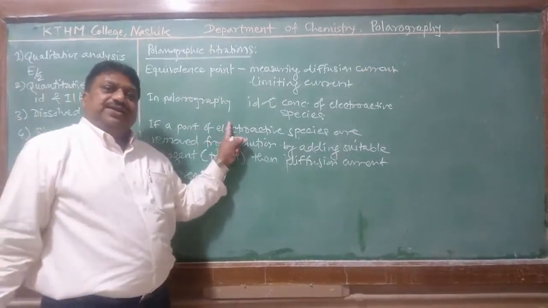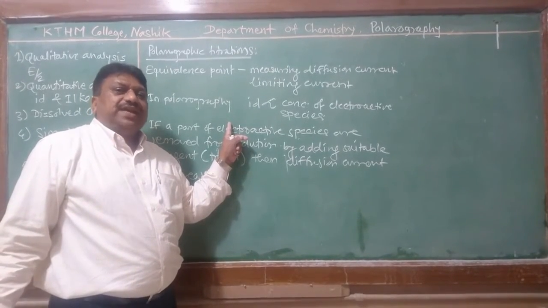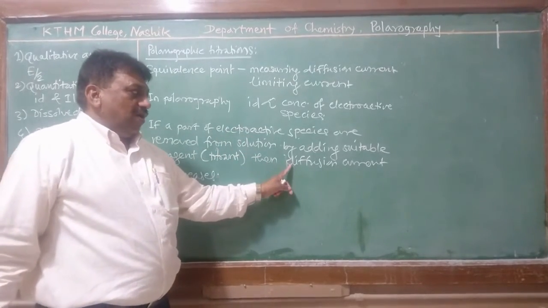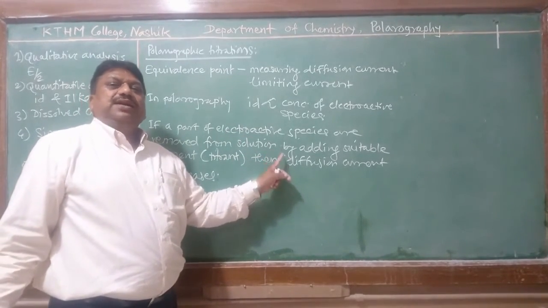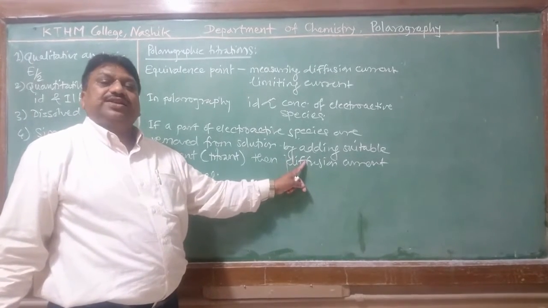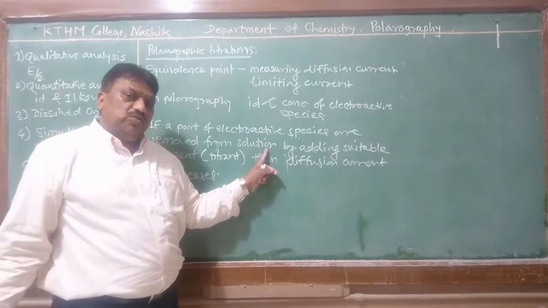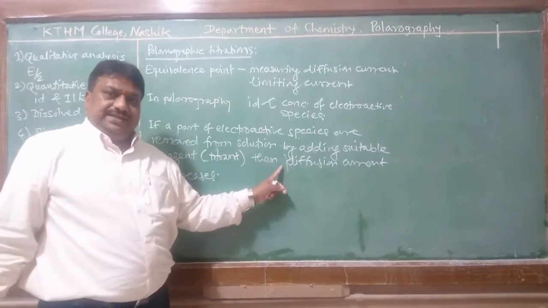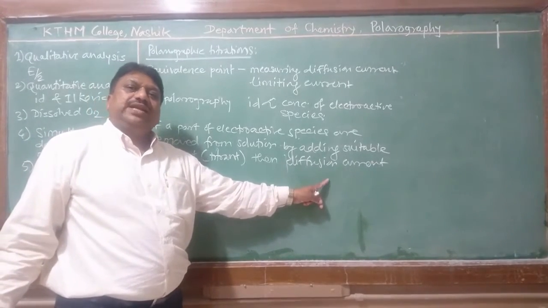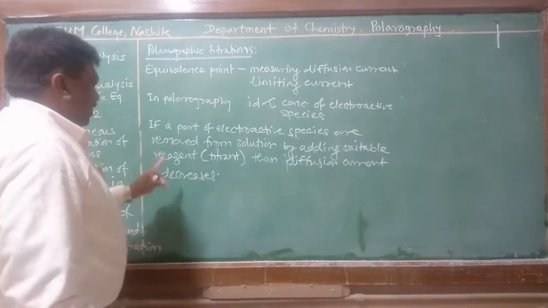In polarographic titration, limiting current is measured as a function of ml of titrant added, and the limiting current changes with the concentration of electroactive species. If electroactive species are removed, then the diffusion current decreases, and it reaches the residual current when there is no electroactive species present in the sample solution.